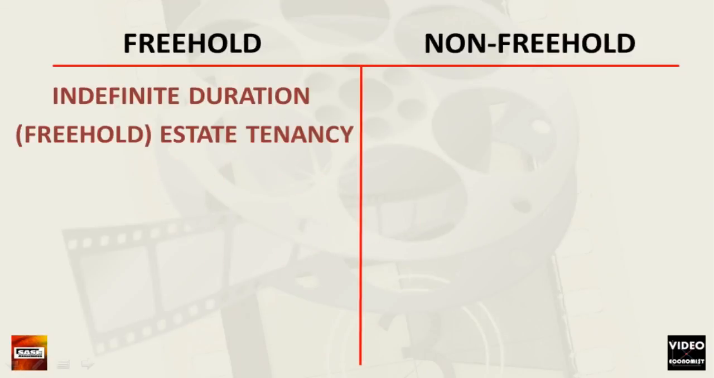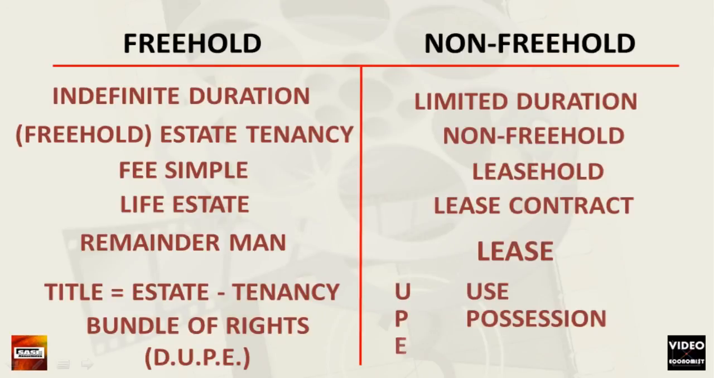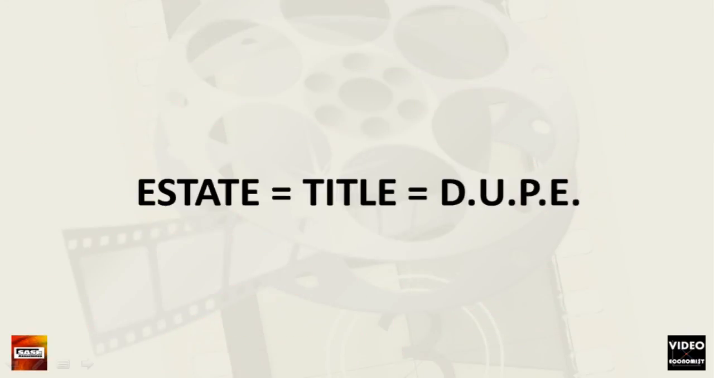it. Here we have a comparison chart, and you may want to pause the video because of the amount of content here, but the key features here is a freehold has an indefinite duration, the non-freehold has a limited duration, and the bundle of rights in the freehold include all four: disposition, use, possession, and exclusion, whereas the lease or leasehold excludes the right of disposition. So estate is equal to the title, is equal to this bundle of four rights to the property.